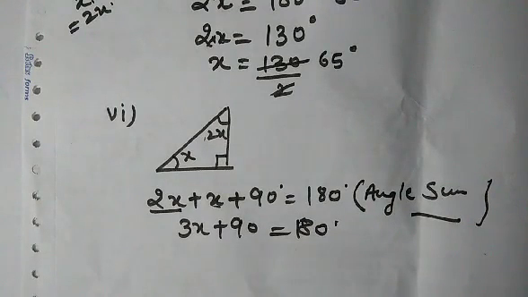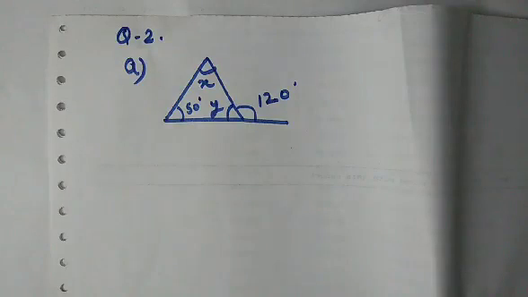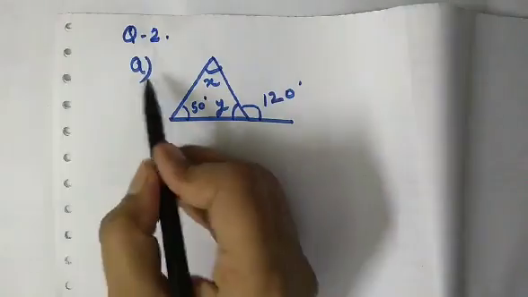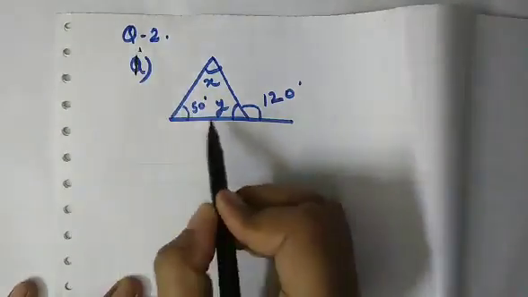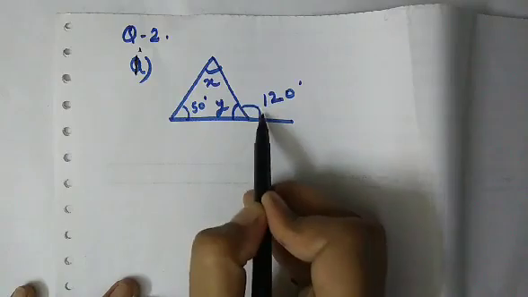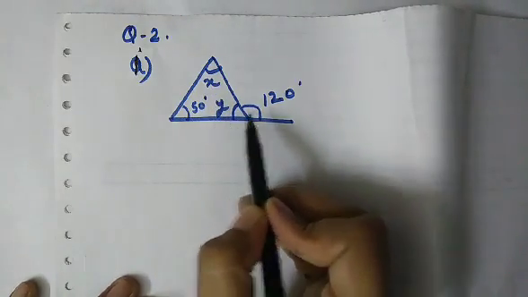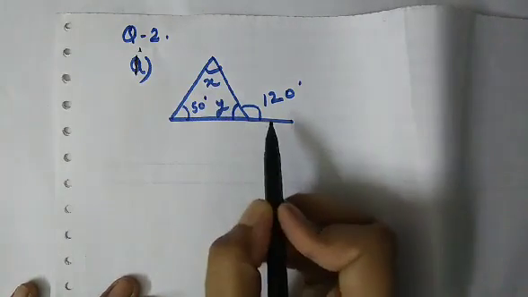Now come to the next question. This is question number 2 of exercise 6.2. Find the values of the unknowns x and y in the following diagrams. Okay, we have to find x and y. So here I am taking part first. Here we have a triangle and this is an exterior angle and we have to find x and y. Okay, so how will you find?